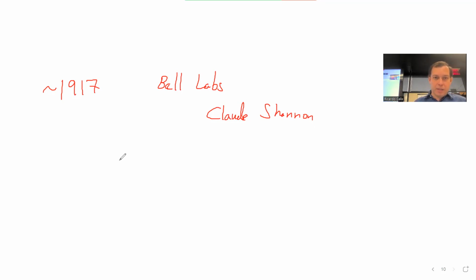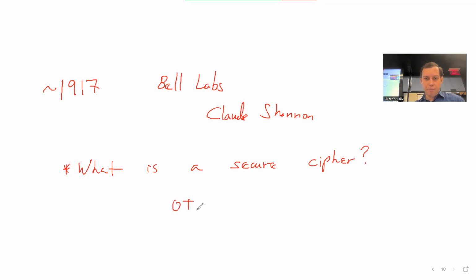So let's talk about that. The question is, what is a secure cipher? Remember, we've already defined cipher: it's a set of algorithms that do the encryption from plain text to cipher and then back. So he looked at one particular thing called the OTP, which is an algorithm, if you will, of encryption. It stands for the one-time pad.